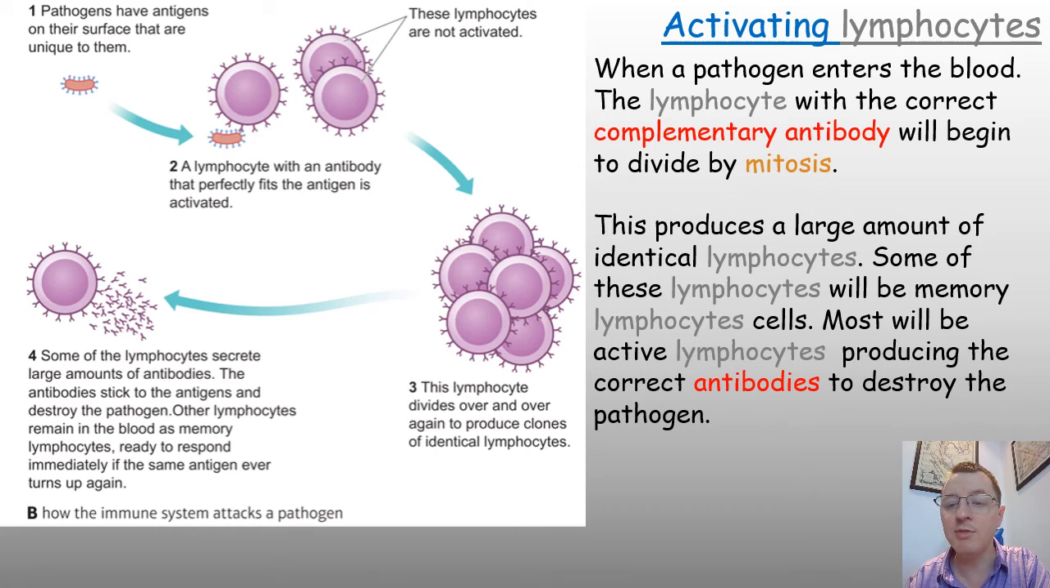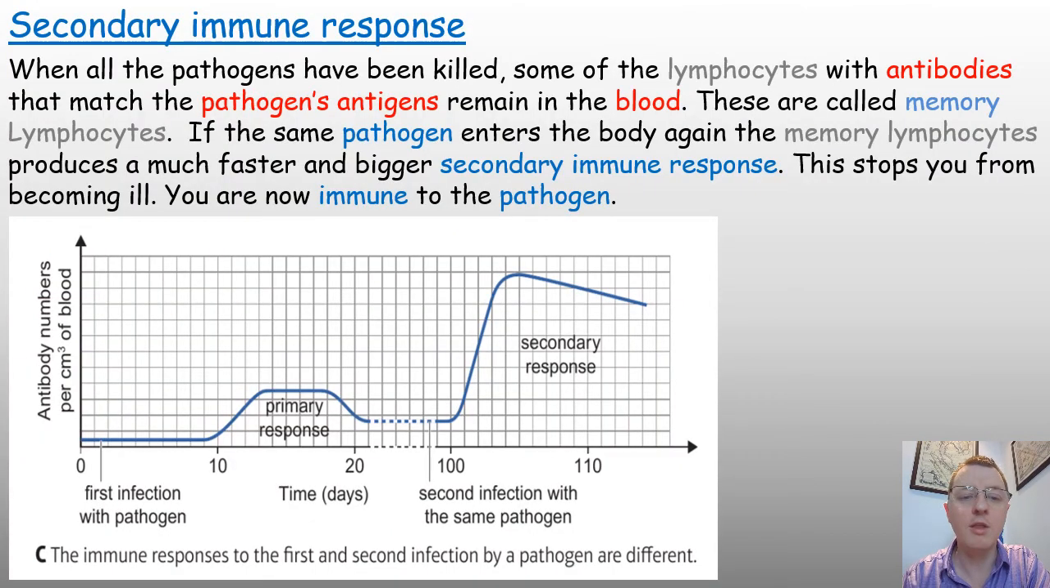Now, some of these lymphocytes will turn into memory lymphocyte cells. However, most of these lymphocytes will be active, producing the correct antibodies and destroying the pathogen. These two different types of lymphocyte cells are very important when we consider how you become immune to a disease. The process I've just described is known as the primary immune response.